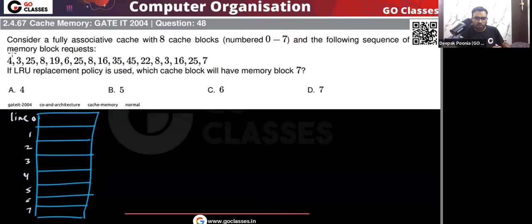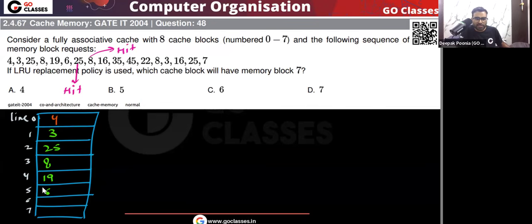So this block number 4 can map to any line. So let's put it in the line number 0. What about this block number 3? Let's put it here. Block number 25, let's put it here. Block number 8, block number 19, block number 6, block number 25. That is a hit, please understand. This block number 25 will be a hit because it is already available in the cache memory. Block number 8, that is also a hit.